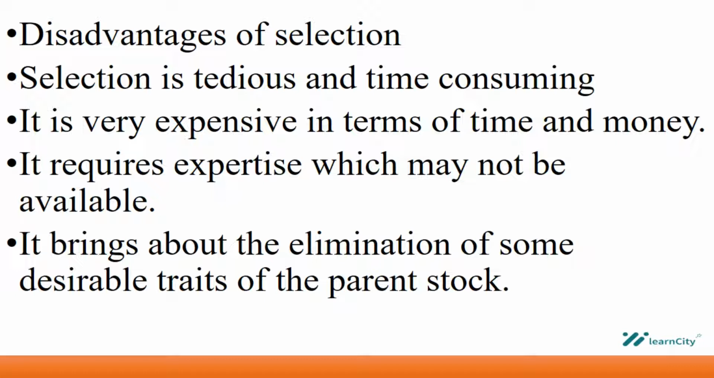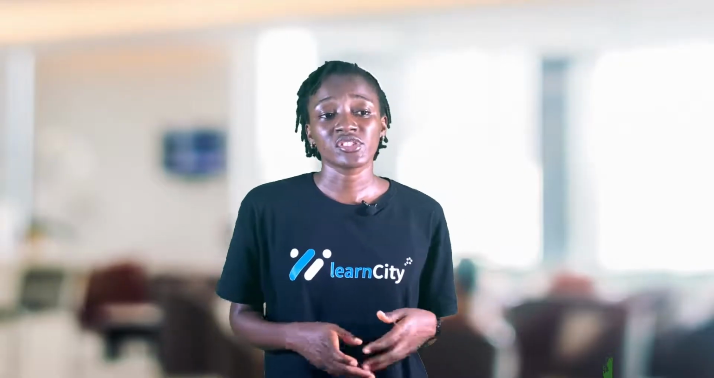Experts, which may not be available. You have to make use of experts who would know the in and out of a particular crop, and these experts may not even be available. It brings about the elimination of some desirable traits of the parent stock. If you see a desirable trait in a parent stock, but that parent stock has pest or disease, you won't want to take it. So that particular trait might die off like that.